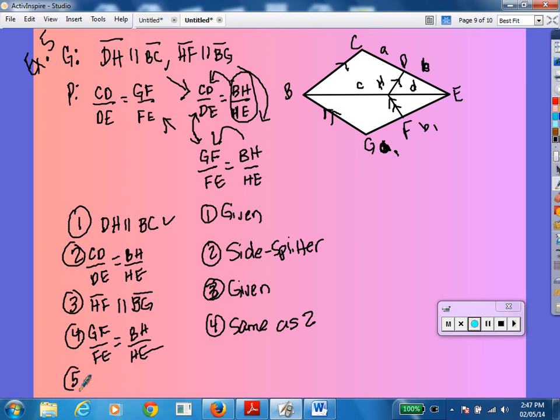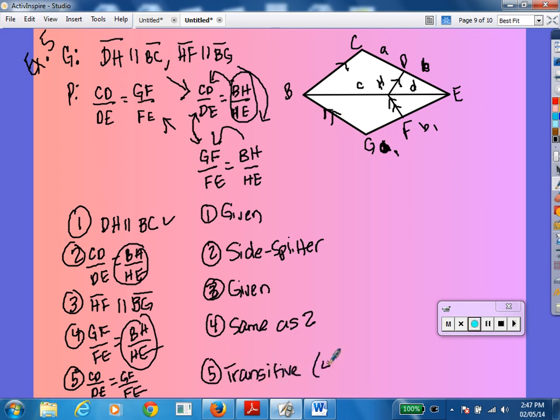And then number 5, because we see that twice, we can set their quantities equal to each other. CD over DE and GF over FE. And that's the transitive property. And this is putting 4 and 2 together, the ones that we're combining. And notice I circled.